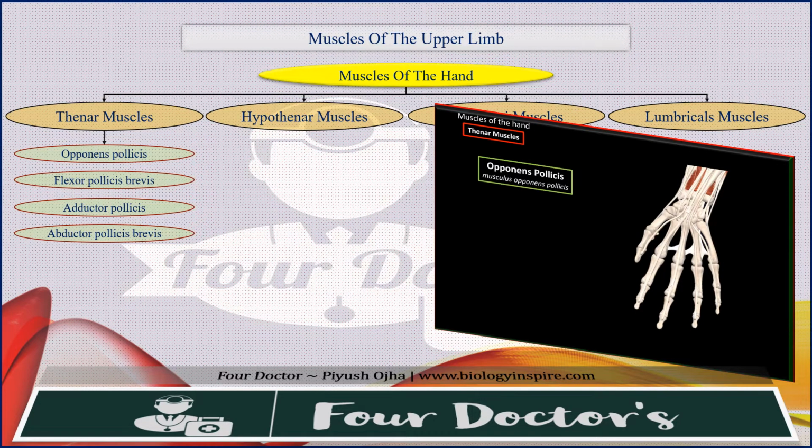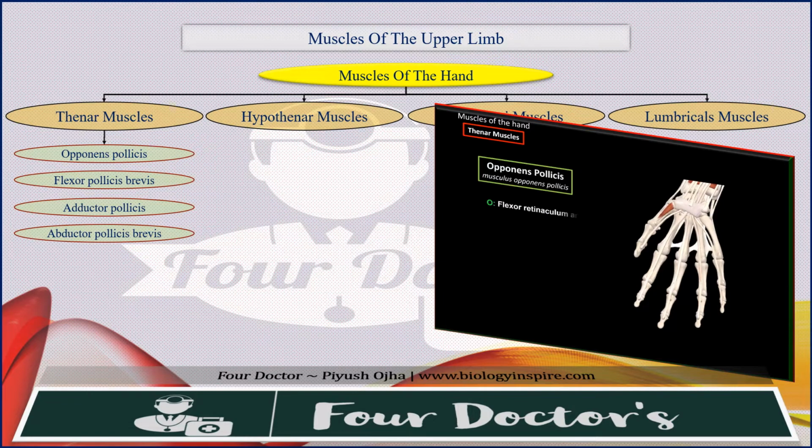Opponens pollicis is this muscle right here. It originates from the flexor retinaculum and the trapezium bone of the wrist. Flexor retinaculum is a band of connective tissue that is formed by the fascia of the lower arm, and we'll talk briefly about it when we cover the fascia of the upper extremity, but for now, just know that this muscle originates from this retinaculum, and then it inserts at the base of the first metacarpal bone, and the function of it is opposition and flexion of the thumb, meaning pulling the thumb towards the little finger.